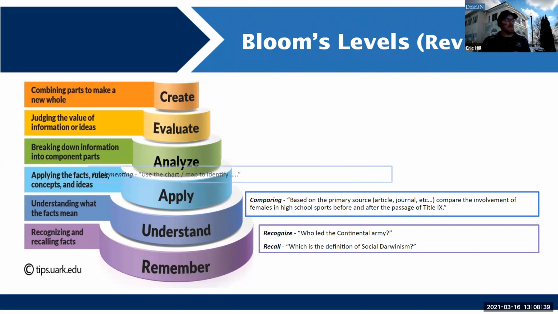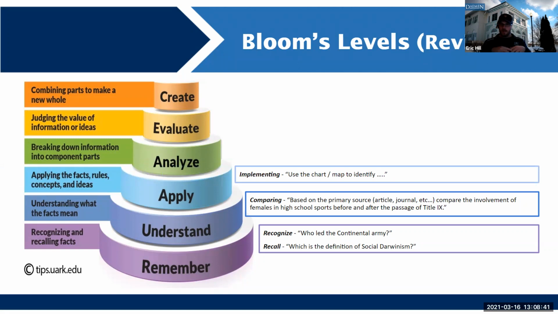Application is what I would call a mid-level Bloom's question. Definitely you've got to work some of that recalling and understanding, right? That remembering and understanding in order to now apply information. So on the left, you can see with applying, right? Apply the facts, rules, concepts, and ideas.